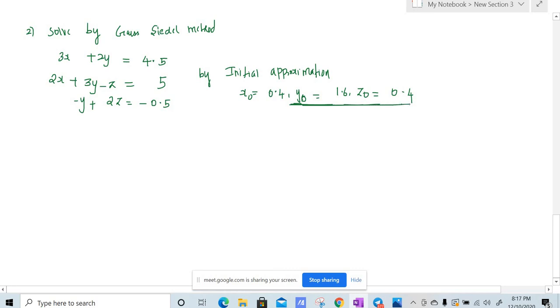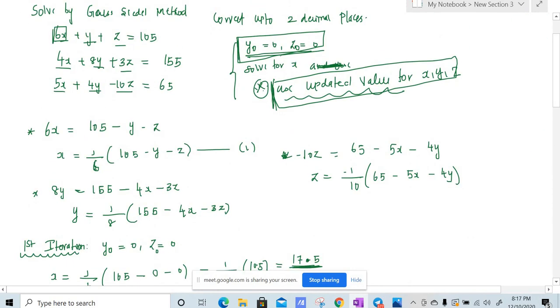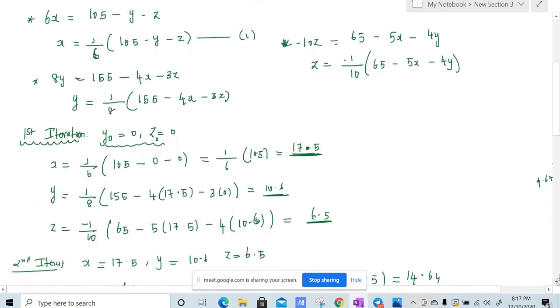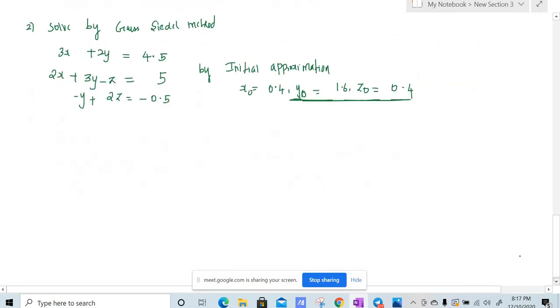In the previous problem they hadn't mentioned an initial approximation, so we chose y naught equal to 0 and z naught equal to 0, and then for the first iteration we solved for x, y, z. Here we are going to choose y naught equal to 1.6 and z naught equal to 0.4. Now just compare all the x coefficients. It is 3x, 2x, and there is no x here. So the highest is 3, so we find x from the first equation.